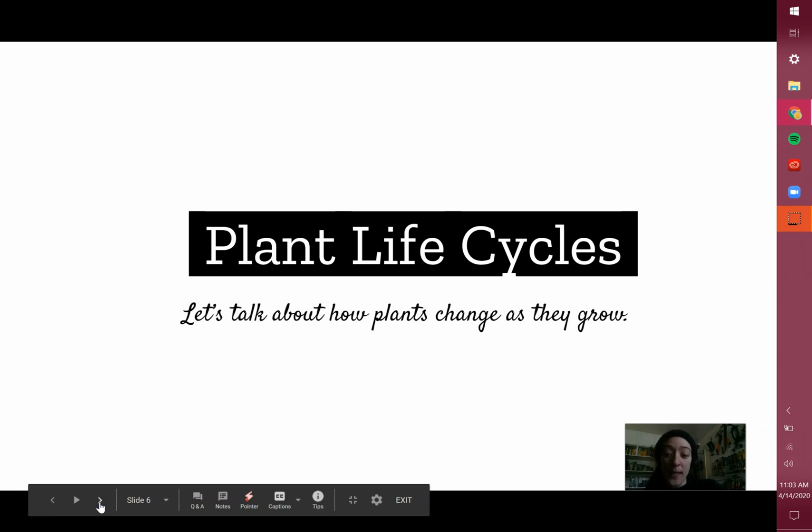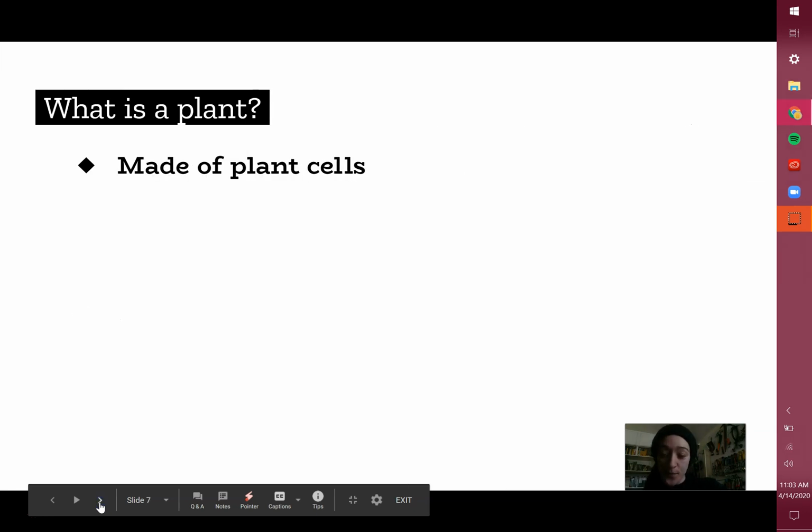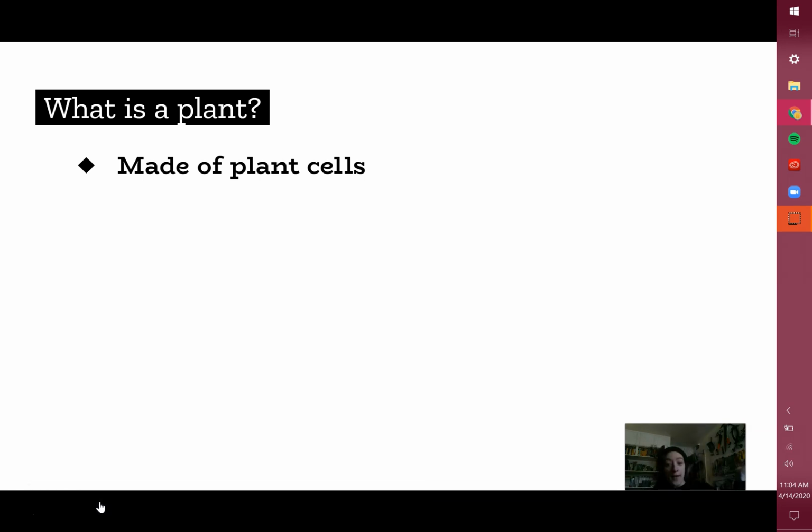Let's talk about how plants change as they grow. So first things first, what is a plant? You probably already know what a plant is, right? But it's a very broad definition because there's millions of different types of plants. So what makes all plants count as a plant? Well, they have to be made of plant cells.